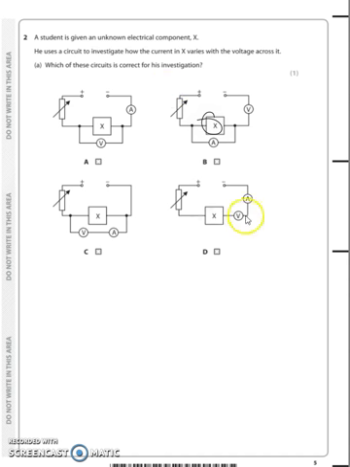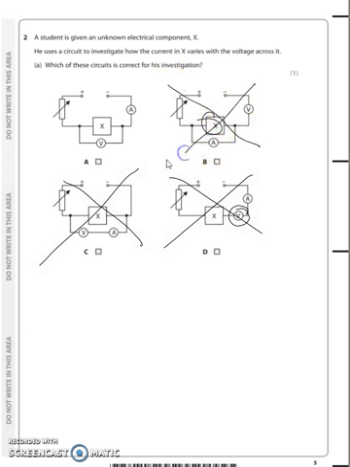Let's start at D. We've got a voltmeter in series, which means that no current will flow, so it can't be that one. C, we have an ammeter in parallel, which means it won't be able to read any current, and it's also in series with the voltage, so it's not going to be able to read that either. B, we've got a voltmeter in series and an ammeter in parallel, so they're in exactly the wrong places, which leaves us with A to be the answer.